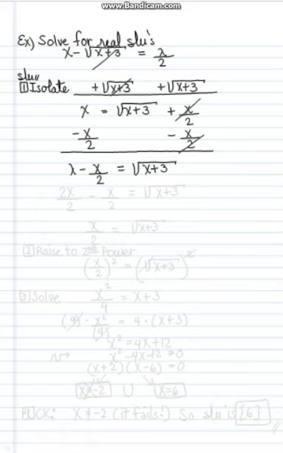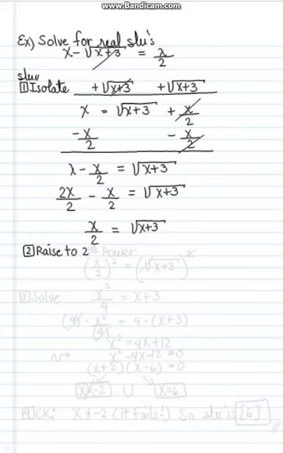Get a common denominator on the left side. 2x over 2 equals x, minus x over 2 equals the radical. And 2x minus x is x, so we have x over 2 on the left side equals the square root of x plus 3. Okay, radical isolated now on the right side.